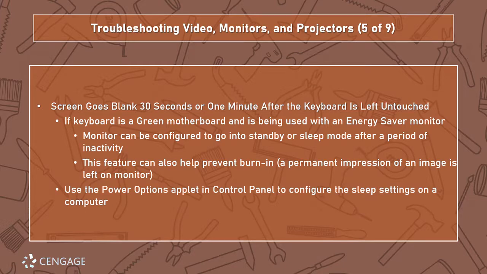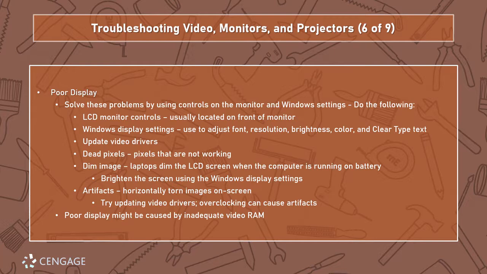Then you can go into power options and change things, change your sleep settings. If you've got a bad display, you can go ahead and do some calibration stuff. You can go into Windows display settings and adjust your font, resolution, brightness, color depth. Always make sure your video drivers are up to date.